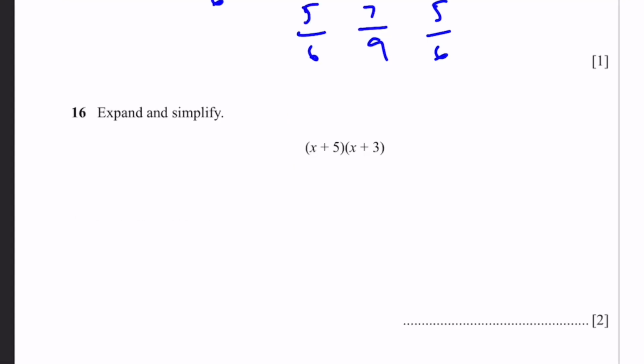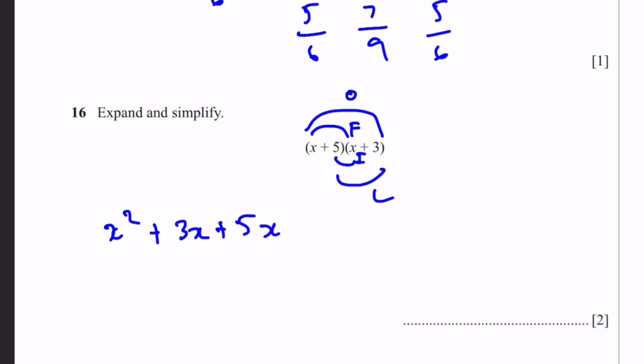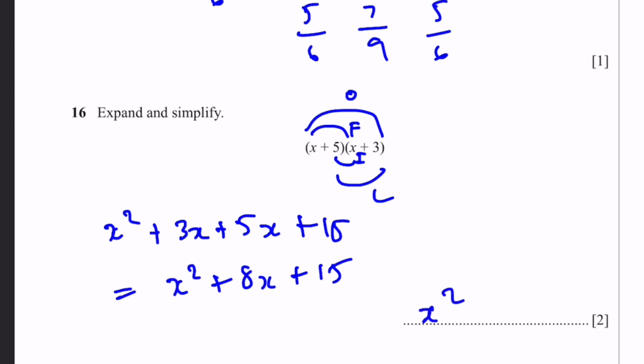Question 16. Expand and simplify. x plus 5 into x plus 3. Using the FOIL method, front, outside, inside, last. Now let's use this. x squared plus 3x plus 5x plus 15, which is equal to x squared plus 8x plus 15. And that's the answer. Let's write it down.